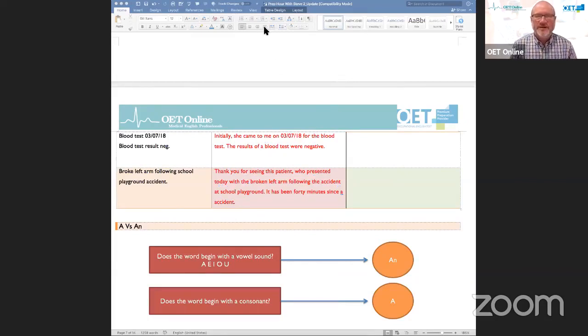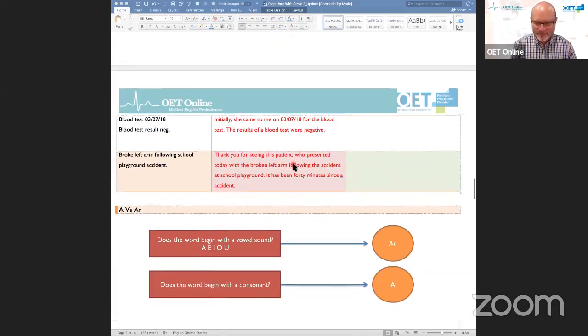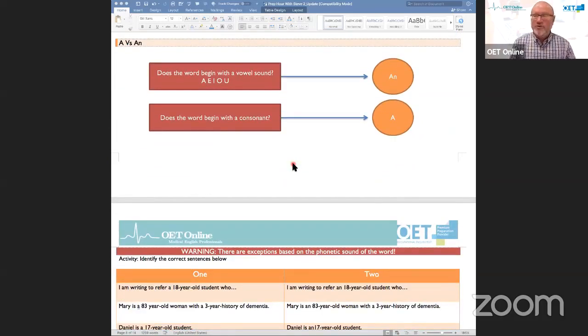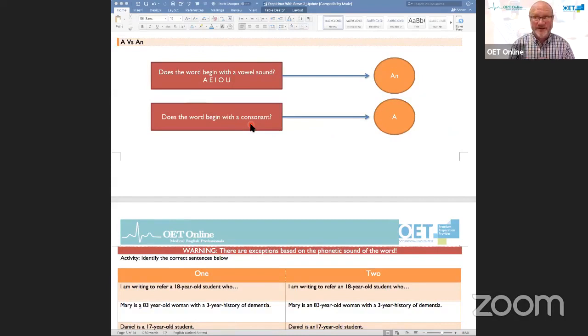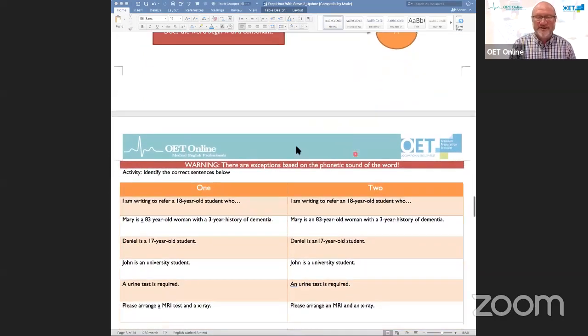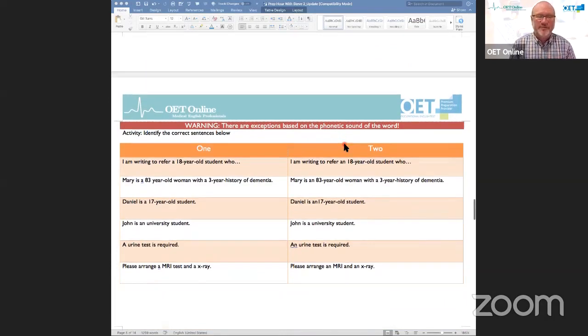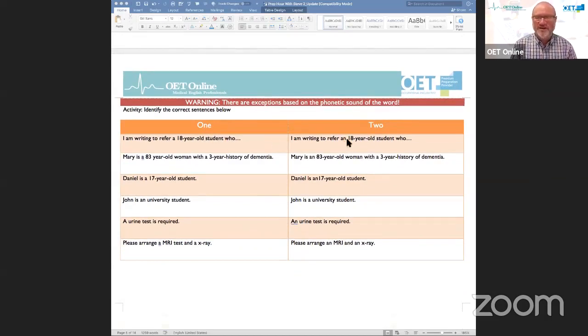Okay, let's move on. Here's an interesting one that you guys might like. A versus an. So now we're talking about which vowel, whether to use a or an. So we said before, for A, E, I, O, U, we use an. But if we begin with a consonant, like B, C, D, F, G, and so on, then we use a. Maybe you can think all the way back to when you first started learning English many, many years ago, and this was probably covered in your English classes a long time ago. That rule is basic, but it's the exceptions that cause issues, and the exceptions are based on the phonetic sound of the word.